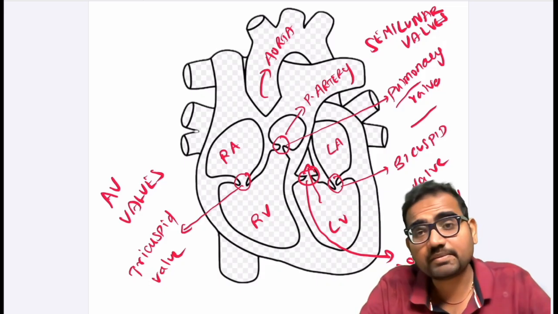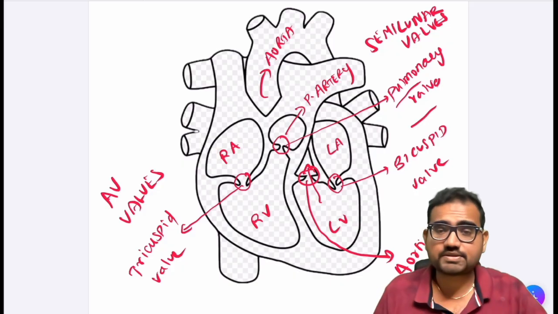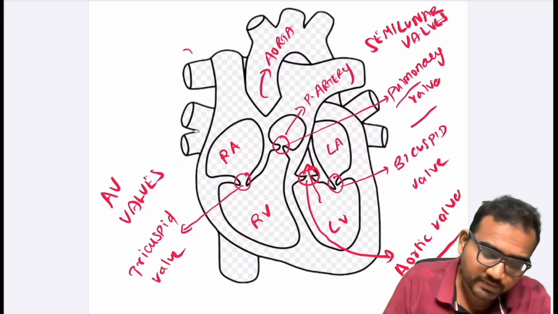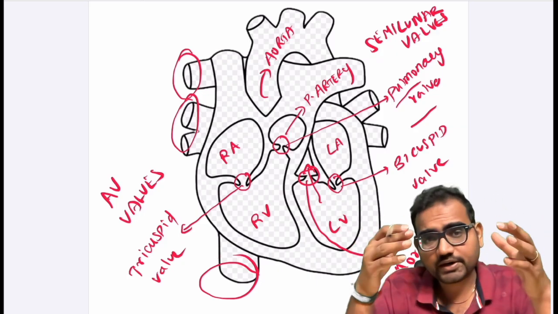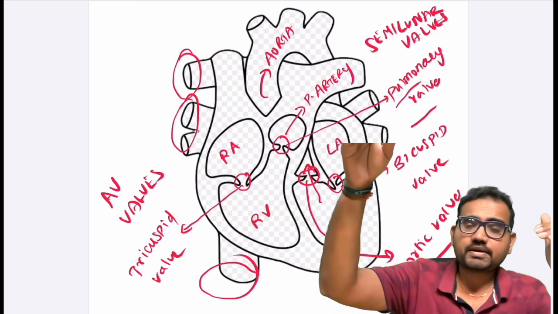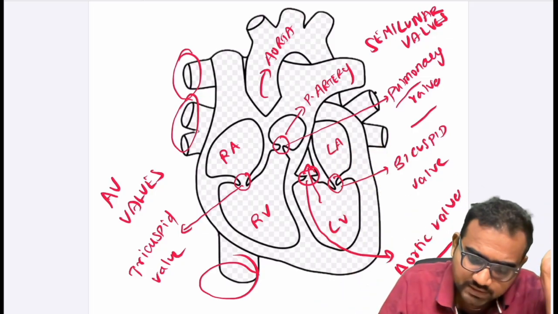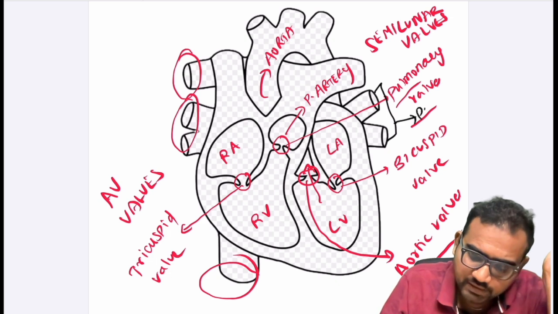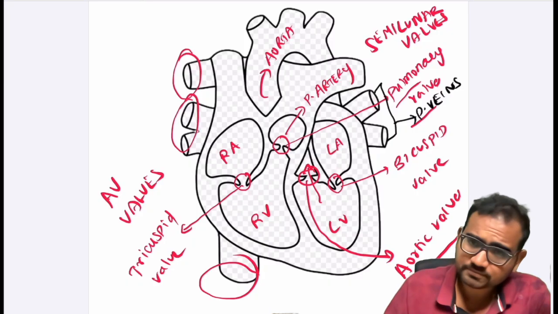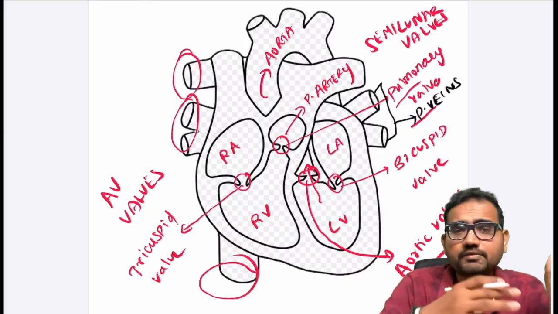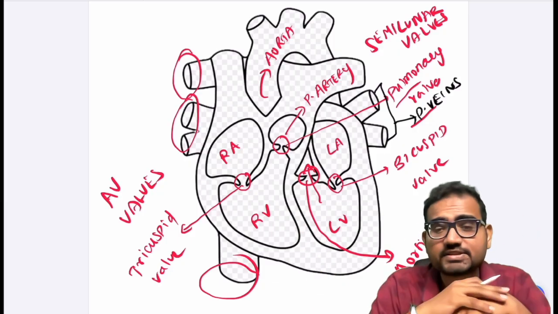Okay, so this is the very basic. The right side of the heart receives the blood from the inferior vena cava and the superior vena cava. It receives the deoxygenated blood. From the right atrium it goes to the right ventricle, then to the pulmonary artery, and it is carried to the lungs. Whereas on the other side, we have the pulmonary veins. The pulmonary veins bring the blood to the heart. It carries the oxygenated blood and it is pumped via the aorta to the other parts of the body.